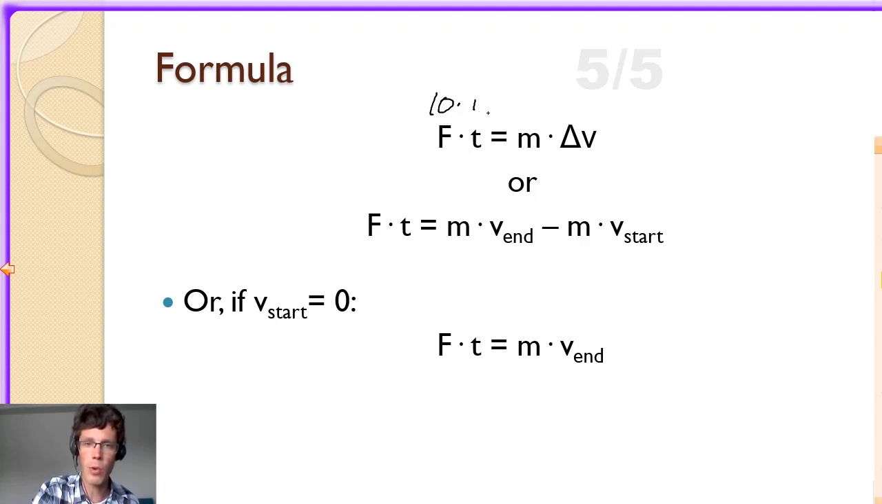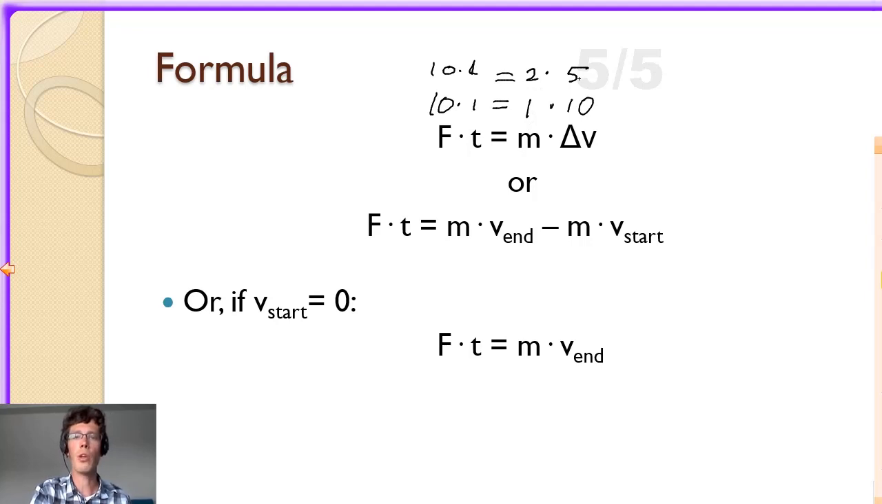This can easily be seen if I choose, for example, a force of 10 newtons and a time of 1 second. If the mass of the object I'm pushing is 1 kilogram, that means the change in speed must be 10 meters per second. However, if the force and time are the same, but the mass is now 2 kilograms, then the change in speed must be 5, because 2 times 5 equals 10. So the larger the mass, the lesser the change in speed.